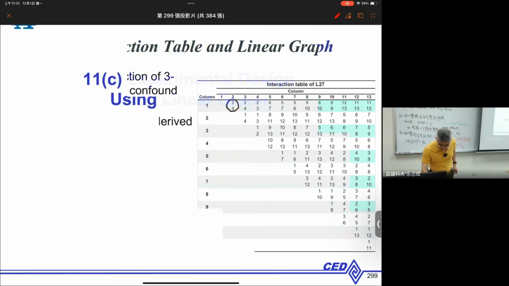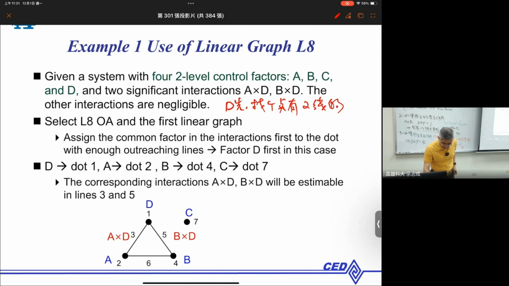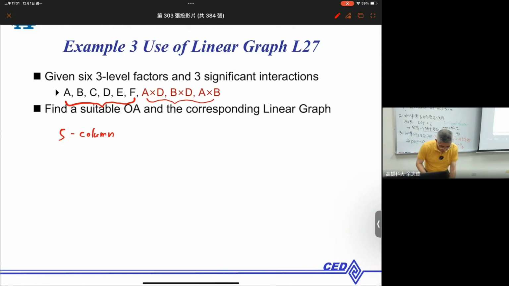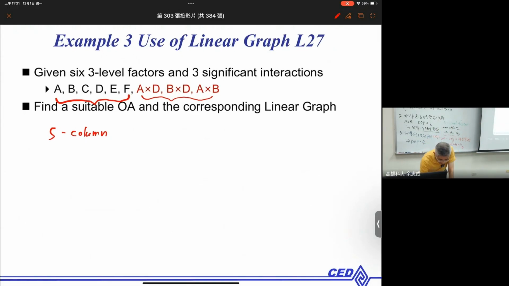So here, from this example, we need to estimate 3 interactions. We need 5 columns for the main effects, but 3 interactions, and each interaction needs 2 columns. So we need 3 by 2, 6 columns, which means that in total, we need 11 columns. We need 11 columns if we want to estimate A, B, C, D, E, F, and also 3 interactions.